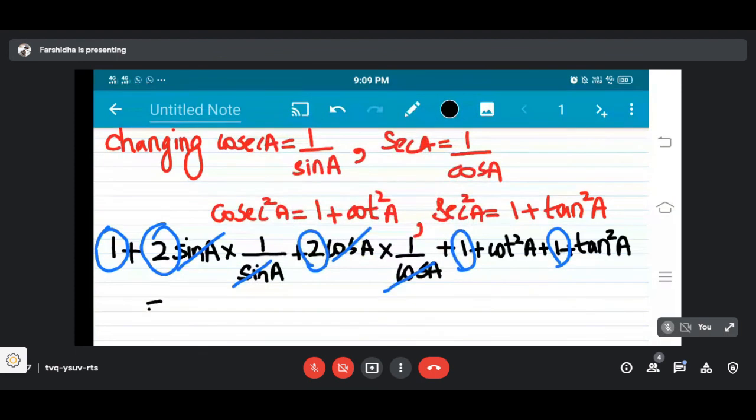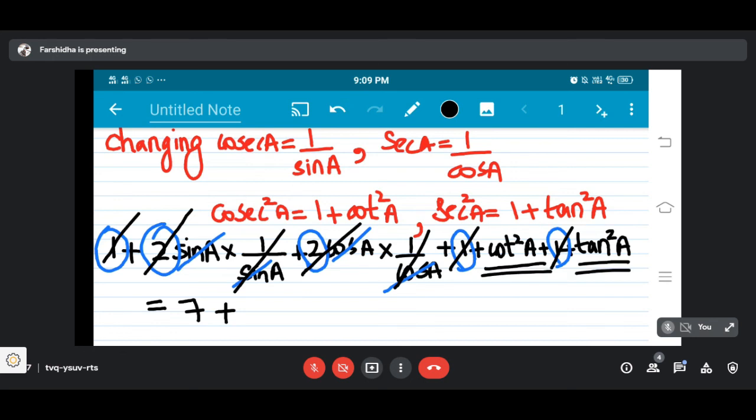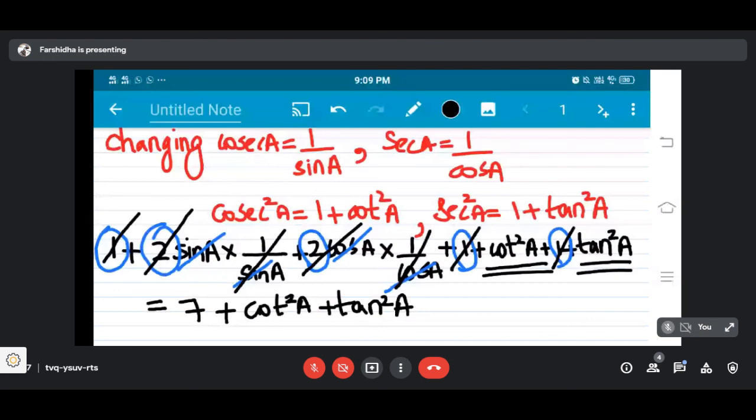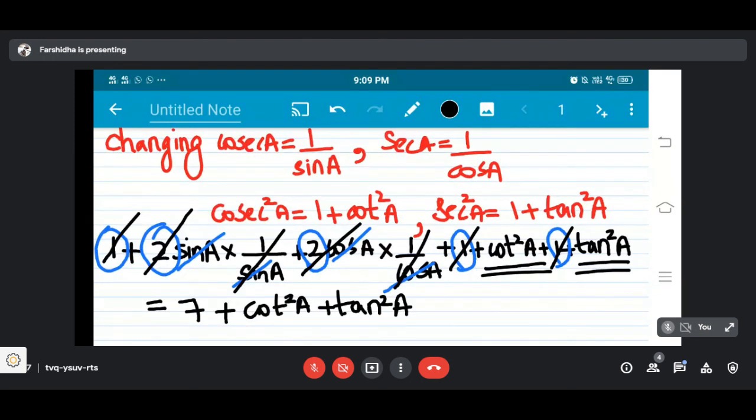In the next step, you can write 7 plus, see, this got cancelled. Everything got cancelled. What is remaining? Cot square A plus tan square A. 7 plus cot square A plus tan square A is the remaining terms. So we got 7 plus cot square A plus tan square A. See the question, RHS side is what? 7 plus tan square A plus cot square A, which is equal to RHS. Hence proved.